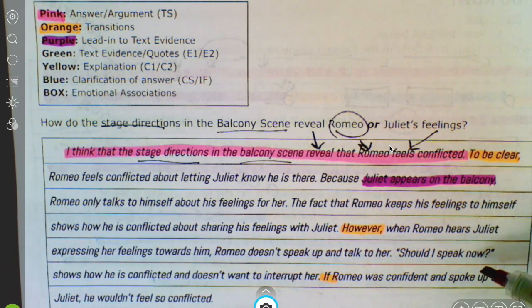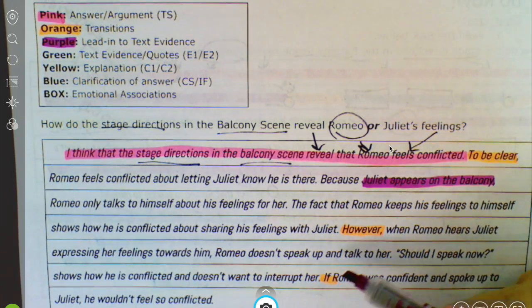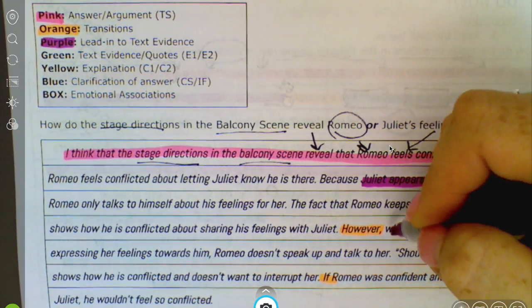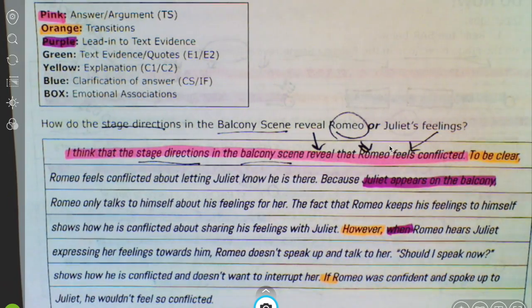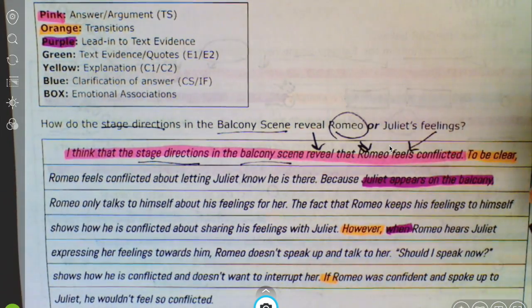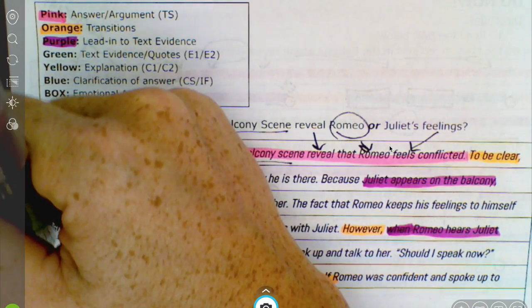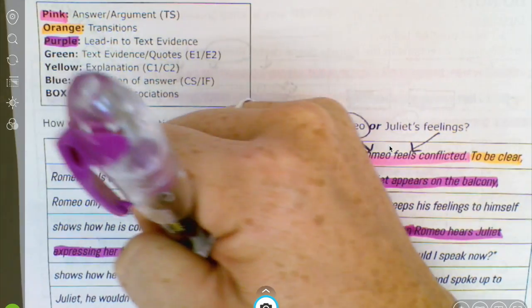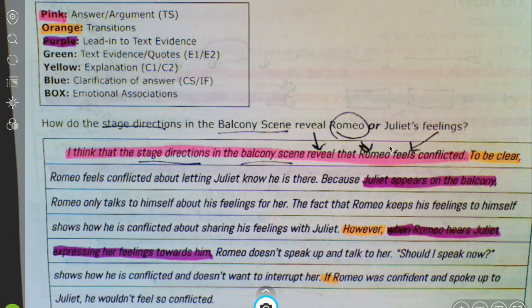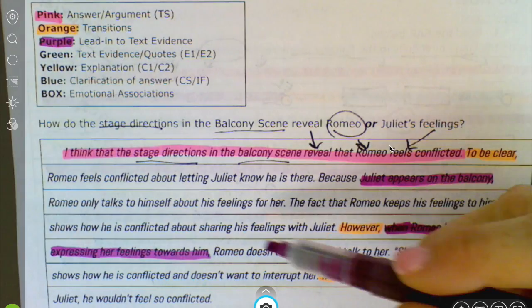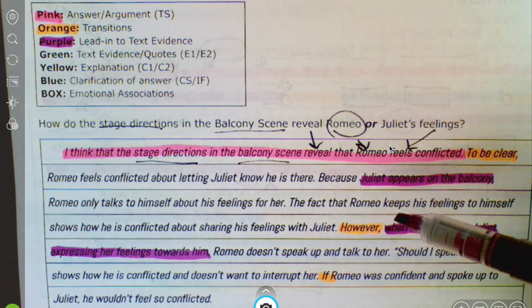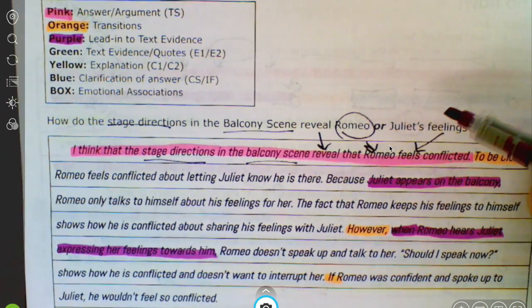So I do see a quote down here, and if I look ahead of that in that sentence, I see that word when that I liked in that first SAR that we saw in the warm-up. So I'm going to highlight when Romeo hears Juliet expressing her feelings toward him. That is definitely part of an introduction or a lead-in to a quote. But then this part is not a quote. All right? So I'm not going to highlight that yet.